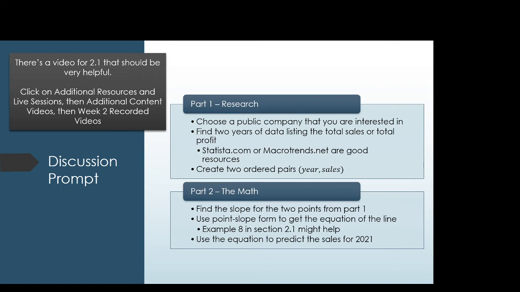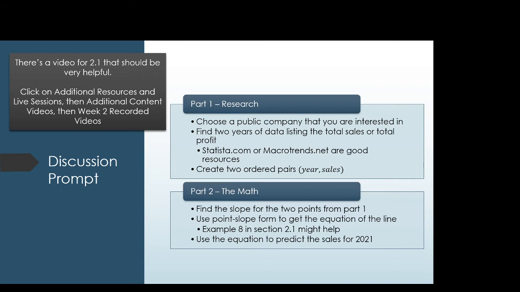Point slope form is a specific type of equation of a line, and you're going to use that to get your equation of a line so that you can get an equation that you can use to actually then predict. So example 8 in section 2.1 has a very similar example. They don't show all the steps there in example 8, so just as an FYI, not all the steps are shown, but it is very similar. And then you're going to use your equation to predict the sales for 2021. So you're predicting 2 years out from now and say, okay, using this equation, what do I think they're going to be in 2 years?